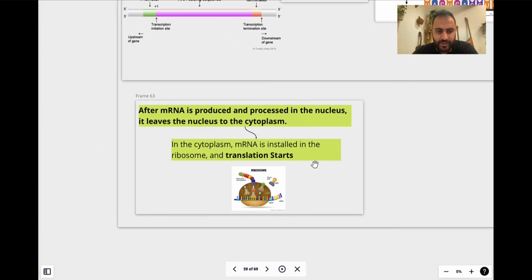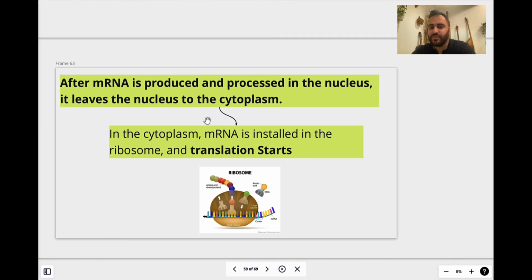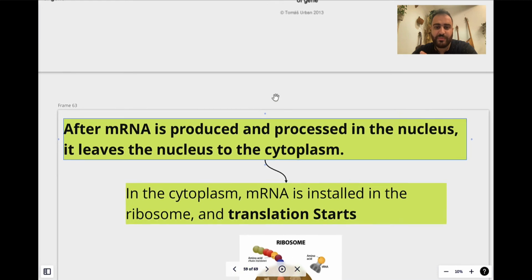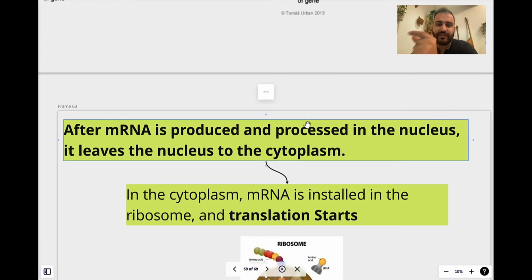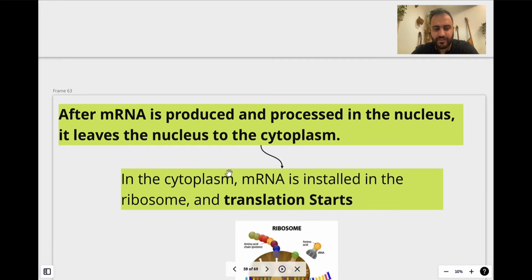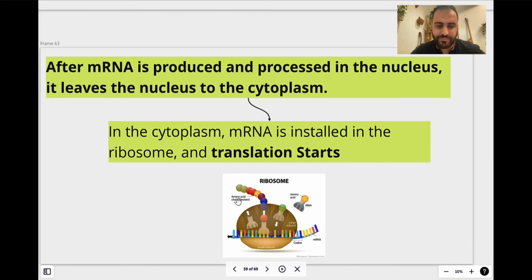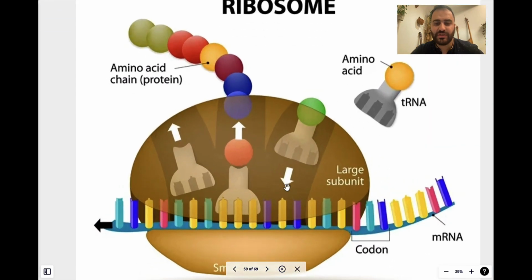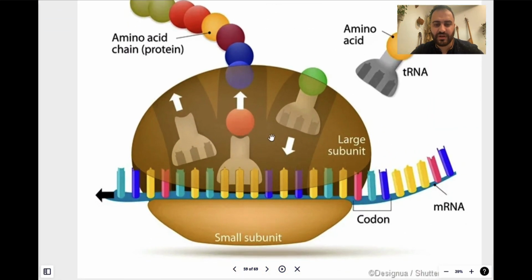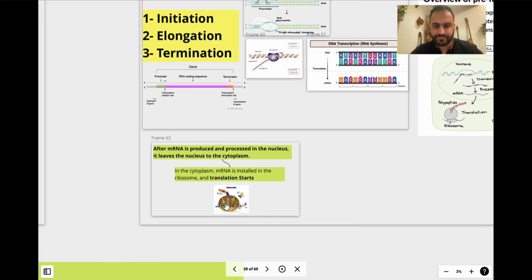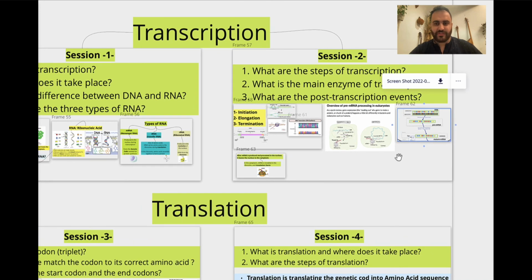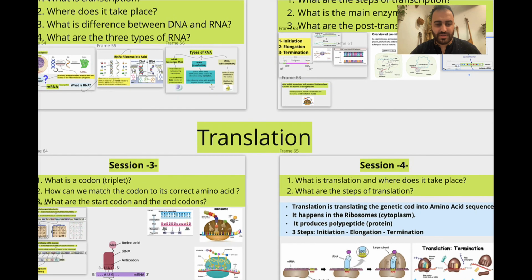So, after messenger RNA is produced and processed, again, what do I mean by processed? I mean the 3 steps of modification. In the nucleus, it leaves the nucleus to the cytoplasm. In the cytoplasm, the messenger RNA is installed in the ribosome and translation starts. So this is the ribosome, this is the messenger RNA. So after transcription is done, now we are going to move into translation in the next session.